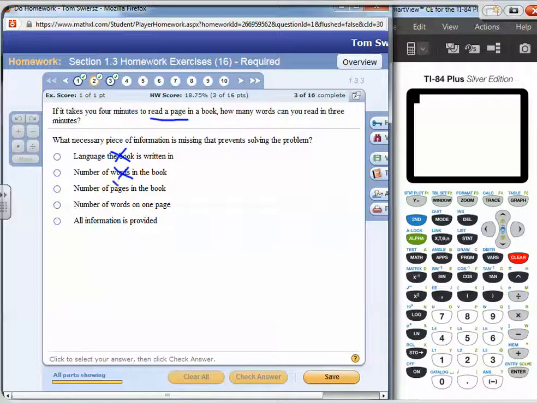So not the number of pages in the book either, but we need the number of words in one page, right? Because the total number of words divided by the amount of time will give us the rate per minute, and then we can multiply by 3 to get 3 minutes. So we definitely need the number of words on one page, because that is the amount that he read, one page.